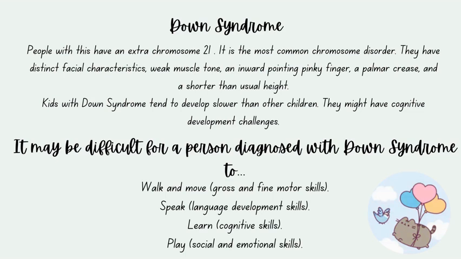Down syndrome. People with this have an extra chromosome 21. It's the most common chromosome disorder. They have distinct facial characteristics, weak muscle tone, an inward-pointing pinky finger, a palmar crease, and a shorter than usual height. Kids with this tend to develop slower, and they might have cognitive developmental challenges. It might be difficult for a person with this to walk and move, speak, learn, and play.